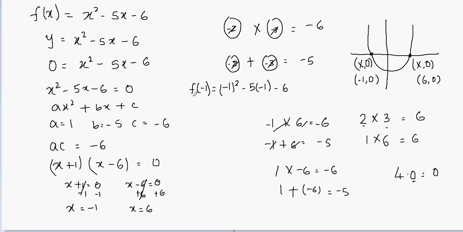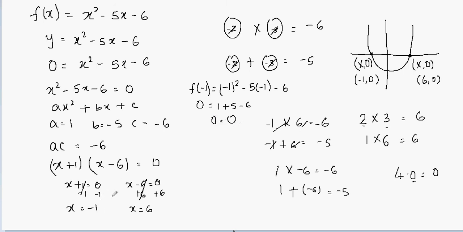And my function should be equal to 0 because my y is 0 when I'm finding the roots of the function, right? So the y coordinate is 0. So I should get 0 instead of all this. So negative 1 squared is going to be positive 1. And then negative 5 times negative 1 will be positive 5. And then I have minus 6. And 1 plus 5 is going to be 6. And 6 minus 6 is equal to 0. That means my answer is correct.